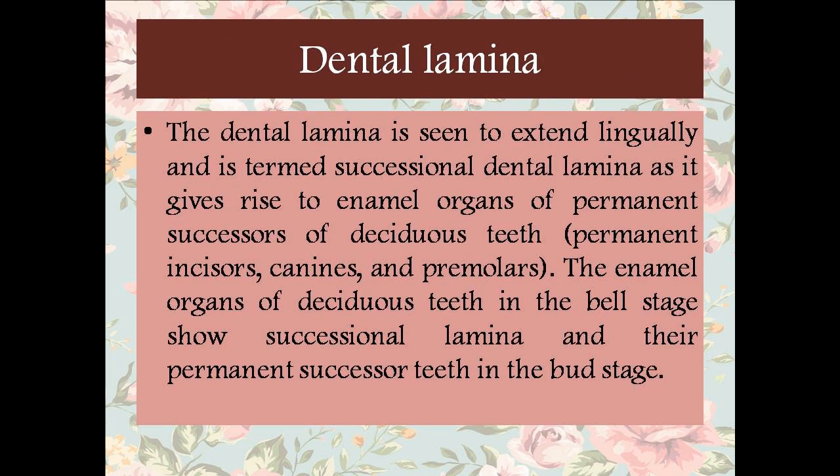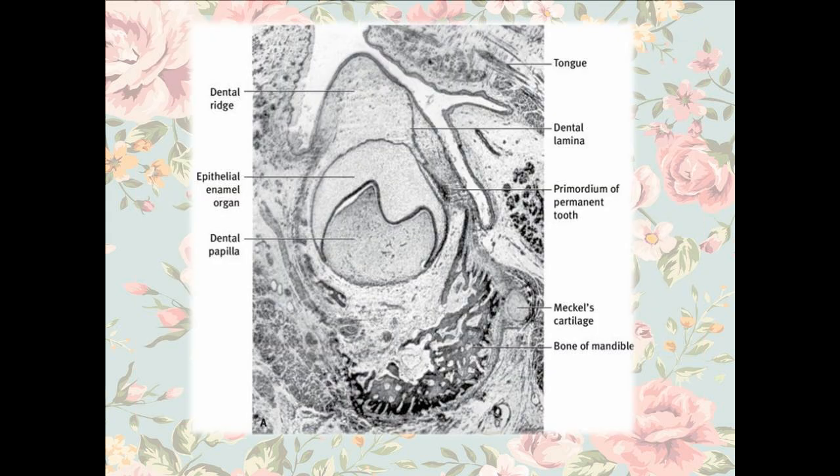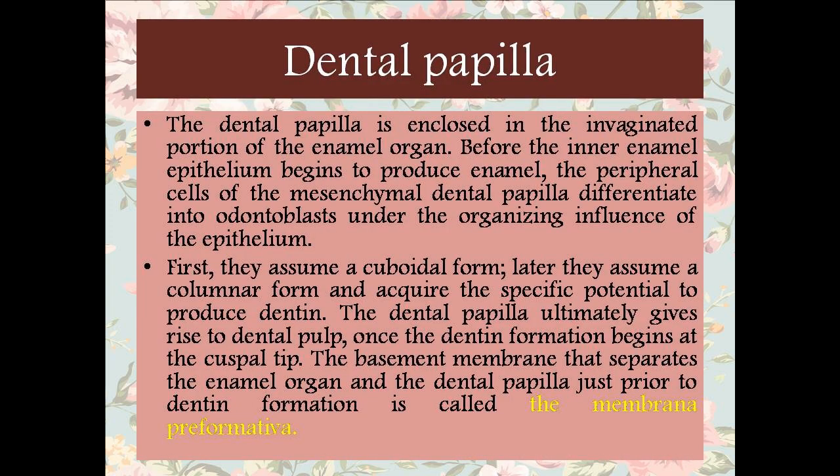The dental lamina is seen to extend lingually and is termed the successional dental lamina. So, if it extends distally, it gives rise to your permanent molars. The extension lingually is called your successional dental lamina, as it gives rise to the permanent successors of deciduous teeth, that is your permanent incisors, canines and premolars in the place of your deciduous molars. The enamel organ of the deciduous teeth in the Bell stage shows successional lamina and the permanent successive teeth are in the bud stage. The dental papilla in Bell stage is enclosed in the invaginated portion of the enamel organ.